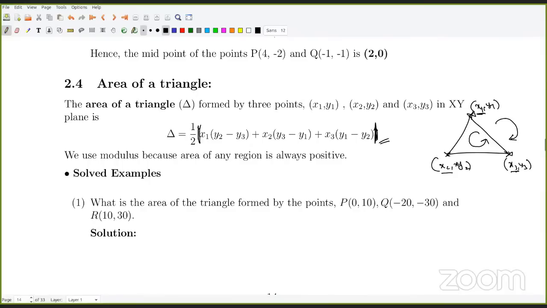Okay. So we use modulus and divide it by half. And yeah, what is the area of a triangle formed by the points 0, 10, minus 20, minus 30, 10, 30? So now you fix x1, y1, x2, y2, x3, y3. Once you fix it, throughout your solution, whenever I say x1, you need to pick only 0. Whenever I say x2, you need to pick minus 20, like this. Just substitute in the given formula.